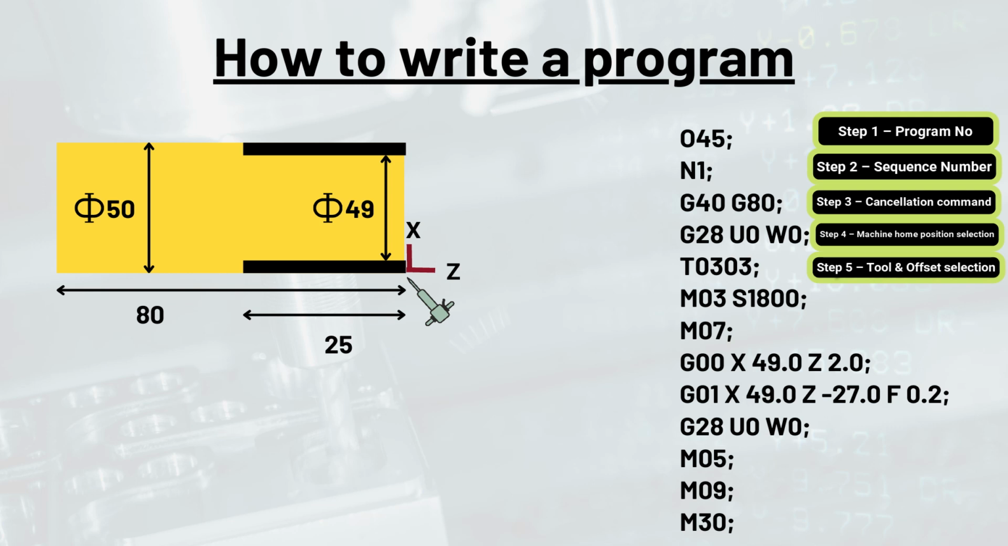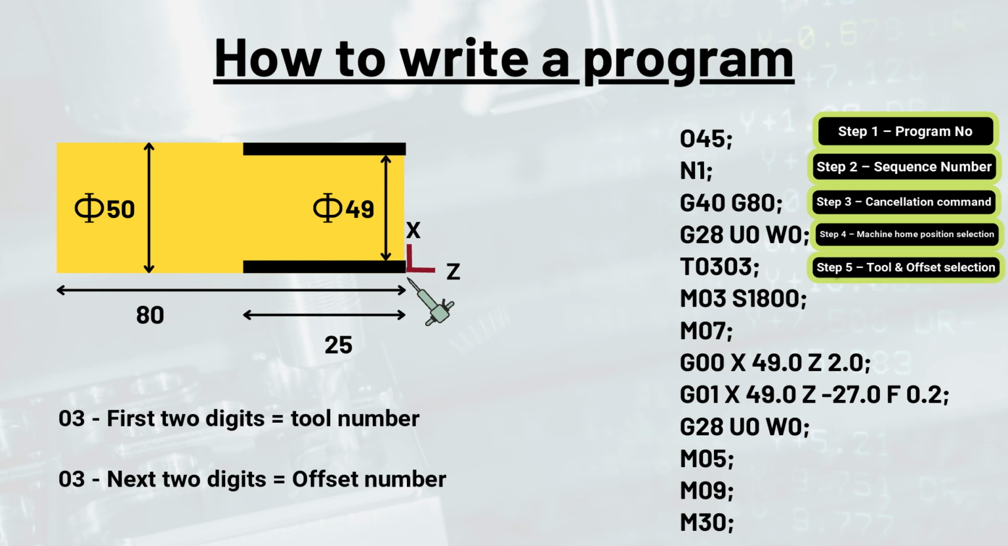The command for providing tool number and offset number is given by T0303, in which the first 2 digits, that is 03, is the tool number, assuming tool number 3 is used. And the next 2 digits, 03, is the offset number.